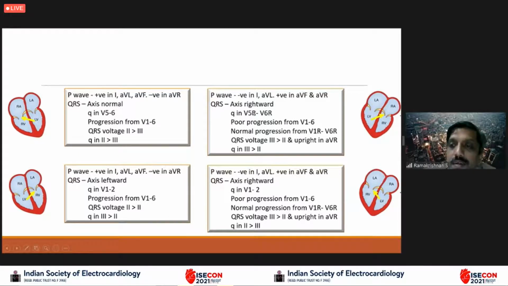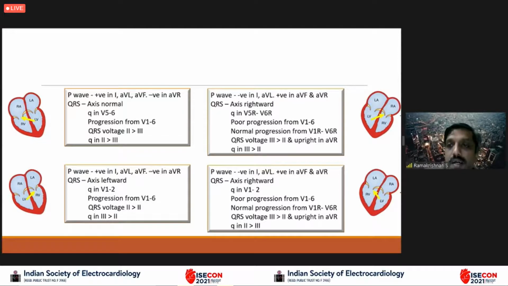Whereas you can have a P wave which is negative in lead 1, negative in AVL, but positive in AVF and positive in AVR, which is like a situs inversus. And if you have a dextrocardia, the axis will be turned rightward. There will be Q wave in V5R and V6R, and there will be reverse progression from V1 to V6.